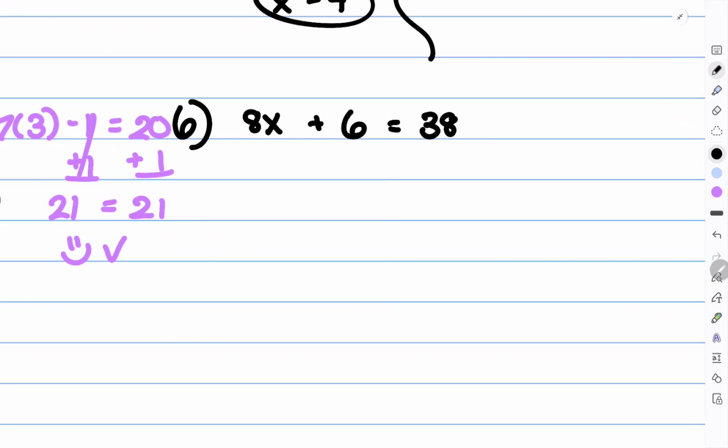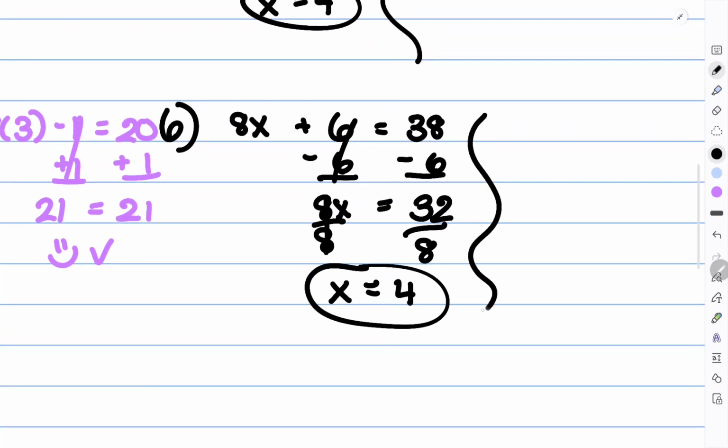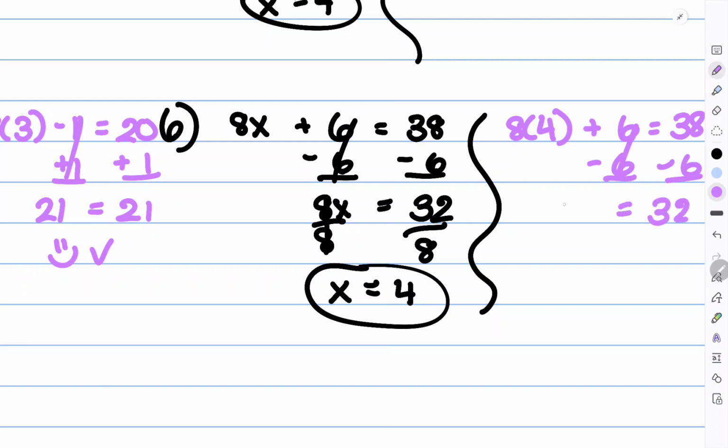Number 6, last one: 8x plus 6 equals 38. So subtract 6. 38 minus 6 is 32, and we get 8x. Since 8 and x are multiplying each other, we're going to divide because we're doing the opposite. Divide on both sides. x equals 4. Now we'll check: 8 times 4, because we're plugging in x, plus 6 equals 38. Subtract 6, we get 32. 8 times 4 is 32, so does 32 equal 32?